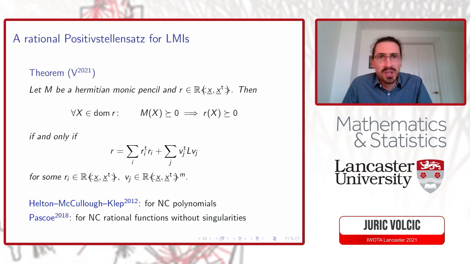This theorem rests on the shoulders of giants. It was proven in steps, first for non-commutative polynomials by Helton, McCullough, and Putinar, then for NC rational functions without singularities in the free spectrum by Pascoe, and now we can have potentially singularities there. Of course, it's nice to have this theorem in the sense that it's now general, it also works for rational functions. It also gives you a little bit more than just a generalization from polynomials to rational functions.